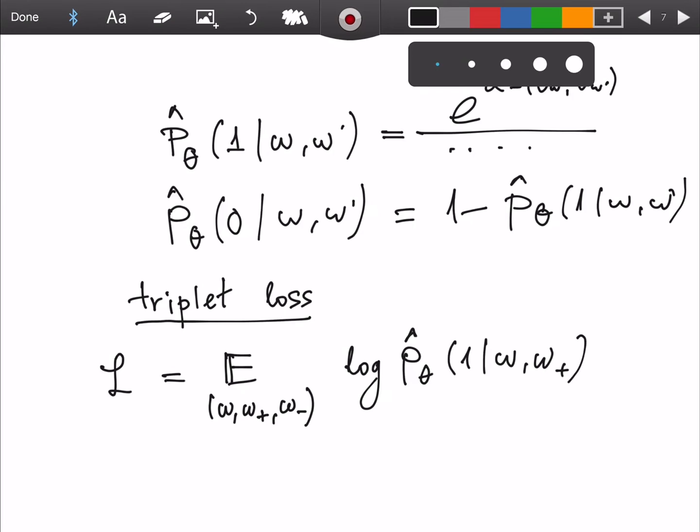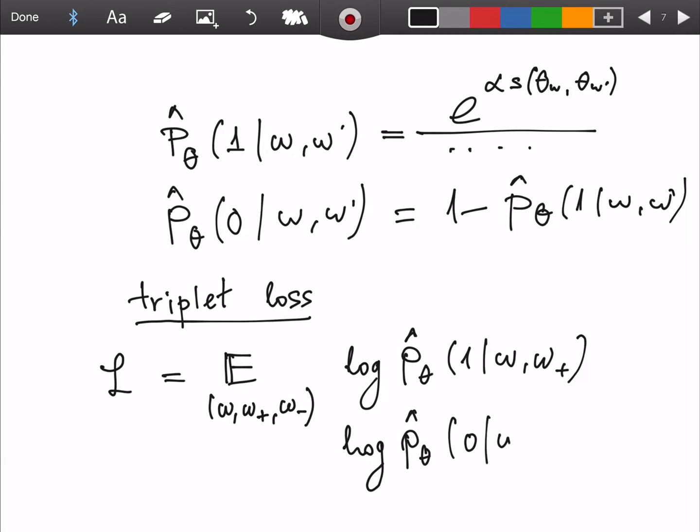Let me write the two terms. I need a minus sign here. So I would like to maximize the probability of W and W plus being classified as 1. So I would like to minimize this over theta, right? So I would like to minimize the negative log of this probability, right? And the same for the negative pair for W and W minus. But now the label 0 or -1 goes here. I think I denoted it by -1. Let's write -1 here. Okay.